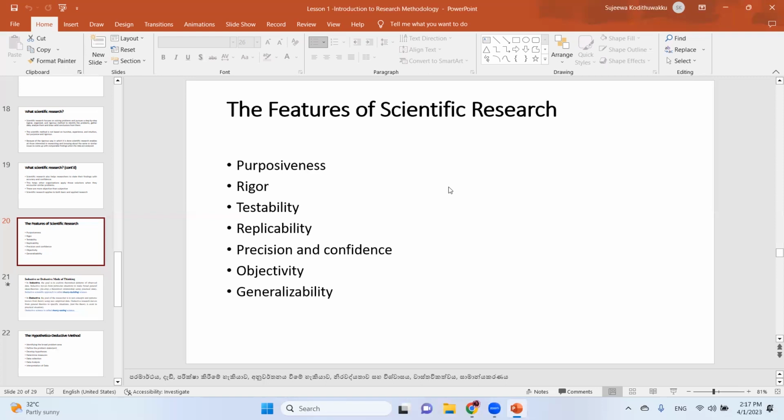Then the precision and confidence. Precision means accuracy. Confidence means you can trust them. Then if it's a scientific research, the findings are 100% precise or accurate, and you can trust them at 100% or 95% confidence level. Confidence means trust. Then the next one is the objectivity, target oriented. Basic objective is there, target is there, aim is there. Then scientific research is target oriented, object oriented, and generalizable, generalizability. Your results can generalize. That's what I mentioned.